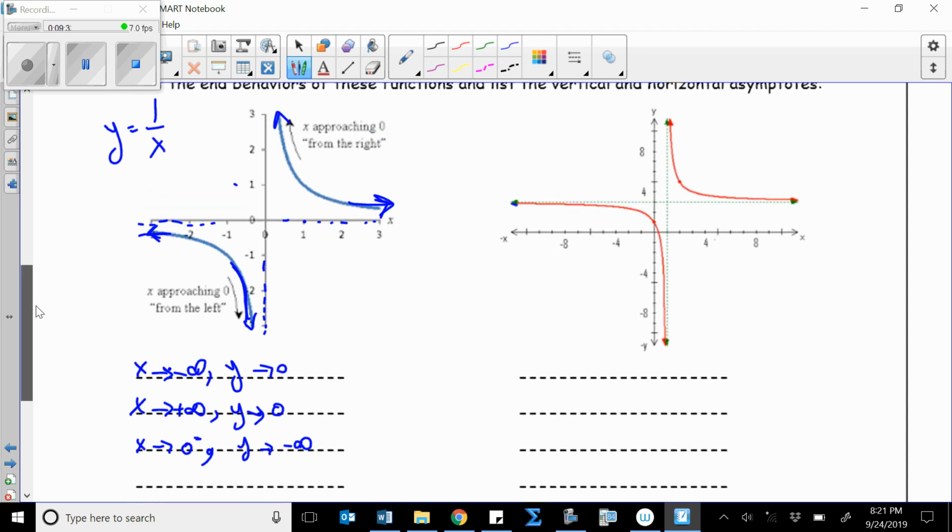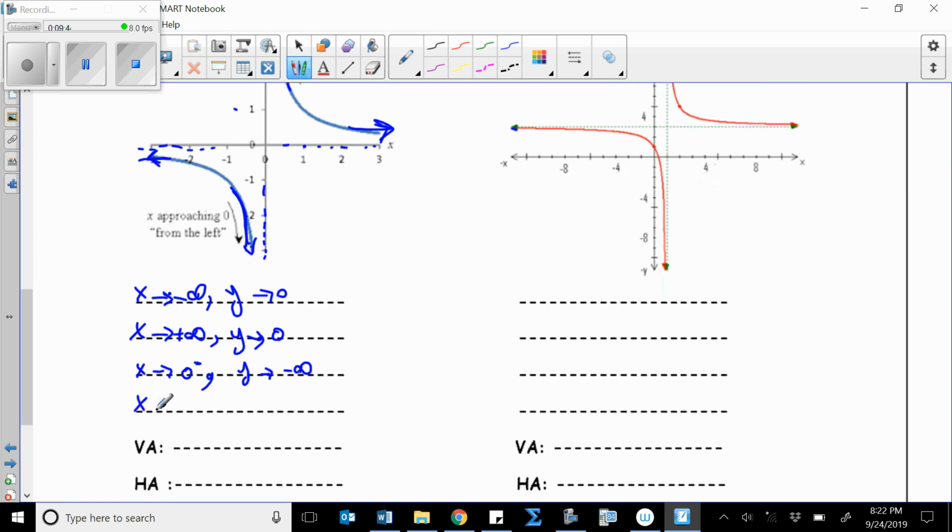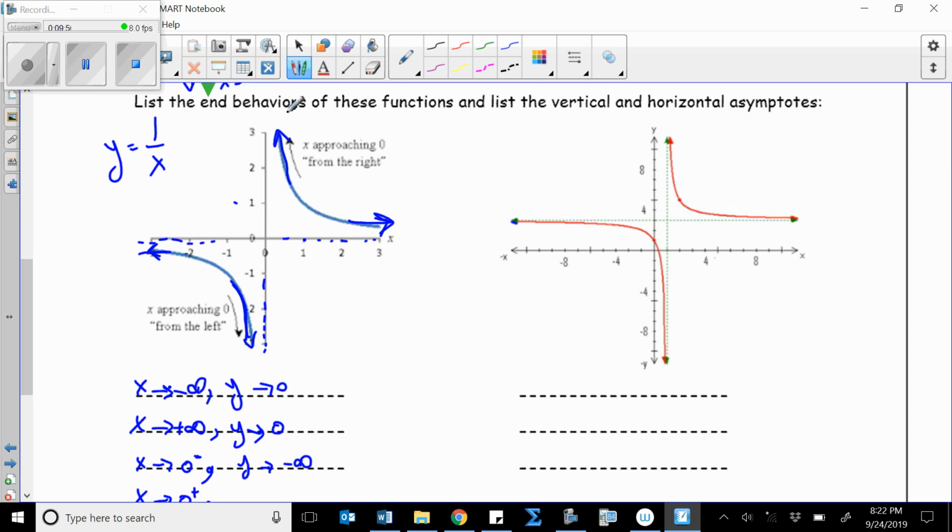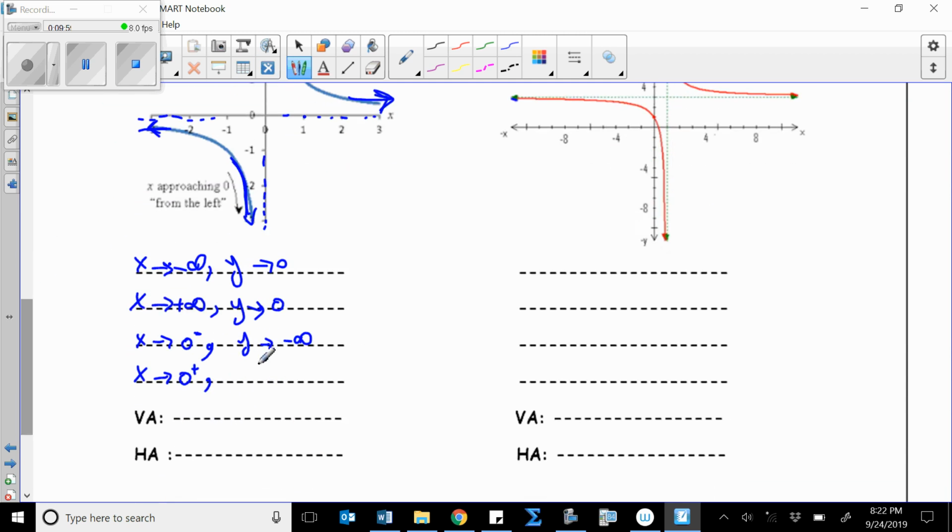Now let's talk about this end behavior over here. As we move on the graph, the x is getting close to 0 again, but from the right side. So we put a small positive sign here, a plus sign. And what is y doing? y is just increasing, going up forever. So this is y going to infinity. The asymptotes that we had were x equal to 0 and y equal to 0.